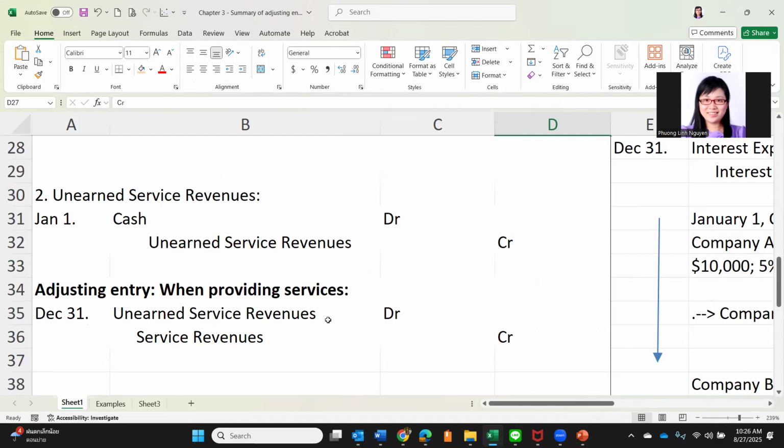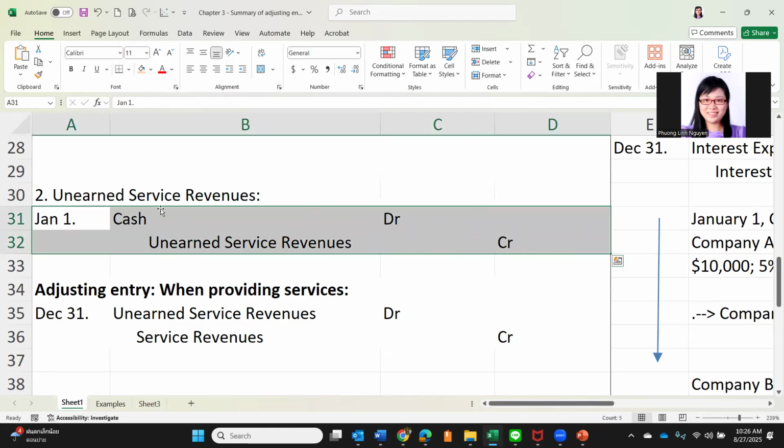So for the deferral adjusting entry, the last one would be unearned service revenues. Now, do you remember unearned service revenue? It happens when we receive the money before providing the service. So we will debit cash and credit unearned service revenue, right? On January 1, you got the money from the customer in advance before you provide the service. So we have unearned service revenues because we owe them a service. This is a liability. So we debit cash, credit unearned service revenues.